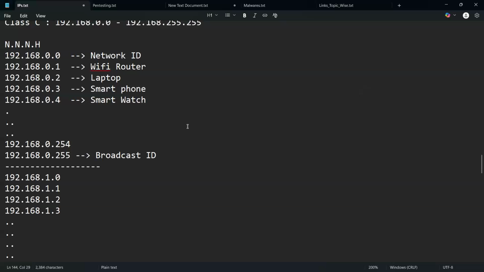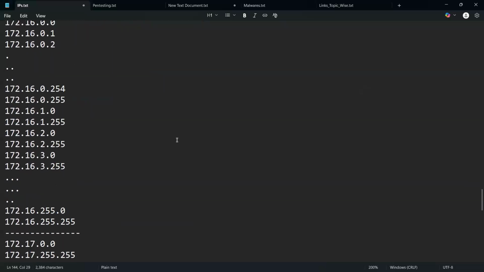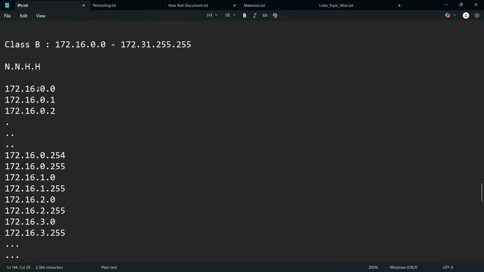Moving on to Class B. When we talk about Class B, we have two network portions and two host portions. Class B starts at 172.16.0.0. Same logic again: as long as the host portion is changing, it just indicates a unique host, a different device. The first two portions are the network portions, and the last two portions are the host portions. After 0.0, you have 0.1, 0.2, 0.3, 0.4, 0.5, all the way up to 0.255. After 0.255, you have 1.0.